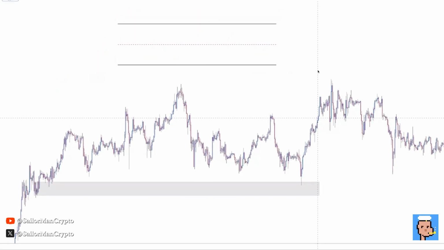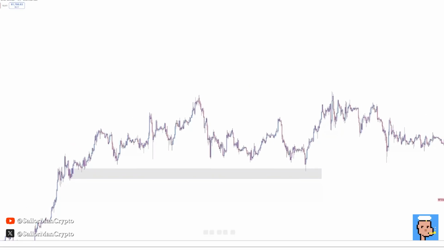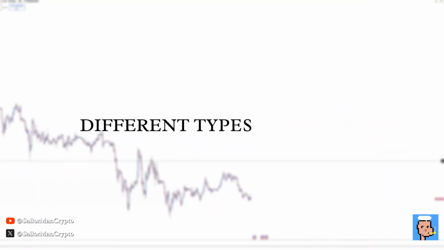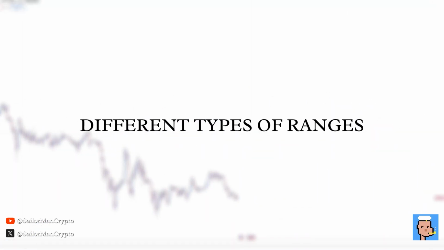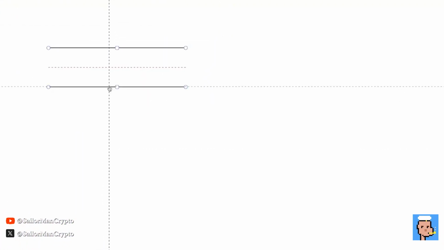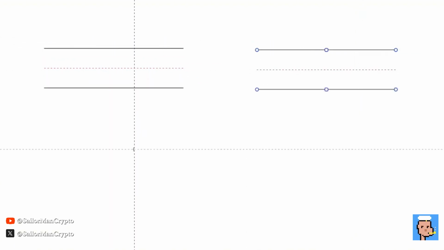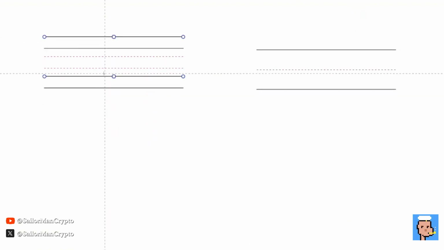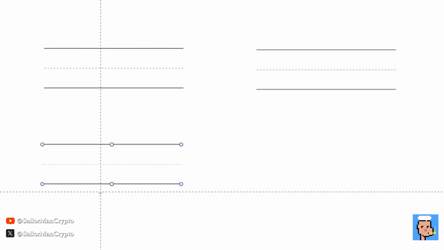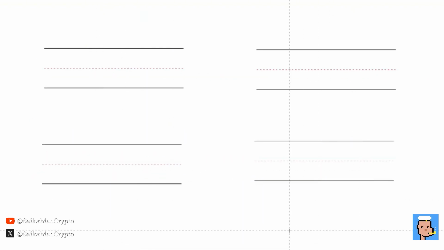So you can have this on all sides. Let me make a simple visualization for you of the kinds of ranges you can have. You can have four types of ranges. So this is what you can find in the chart. You can have four types of ranges.